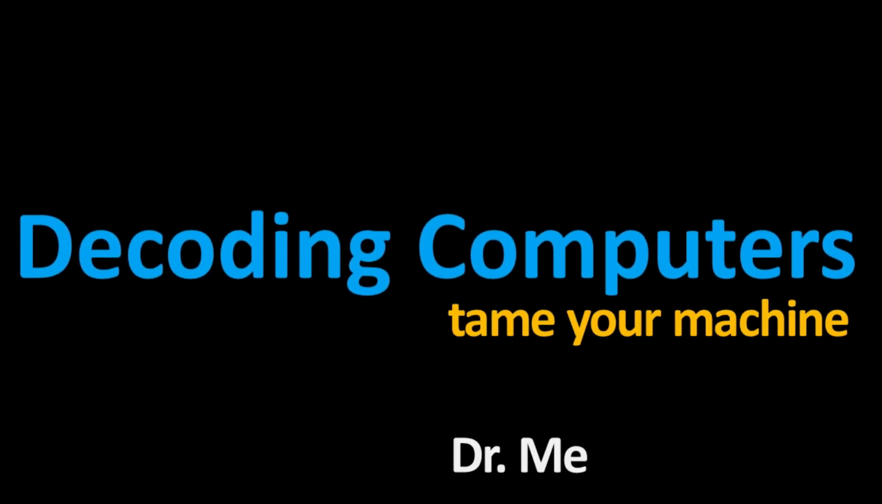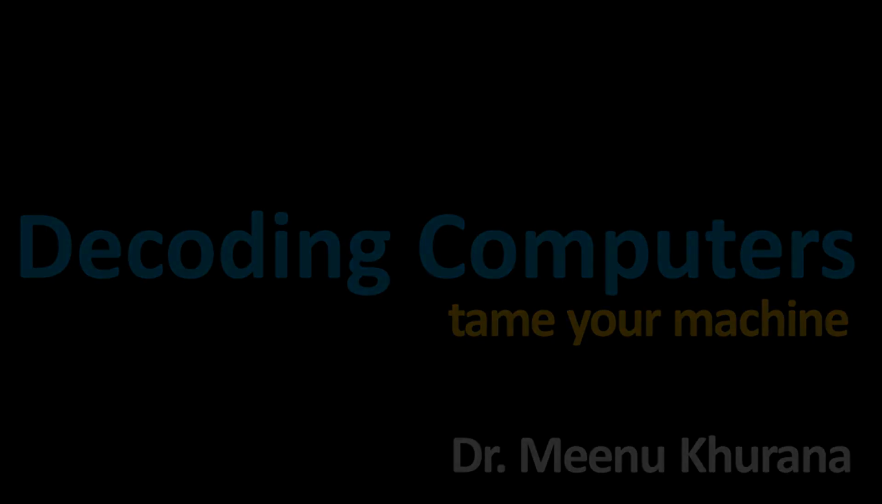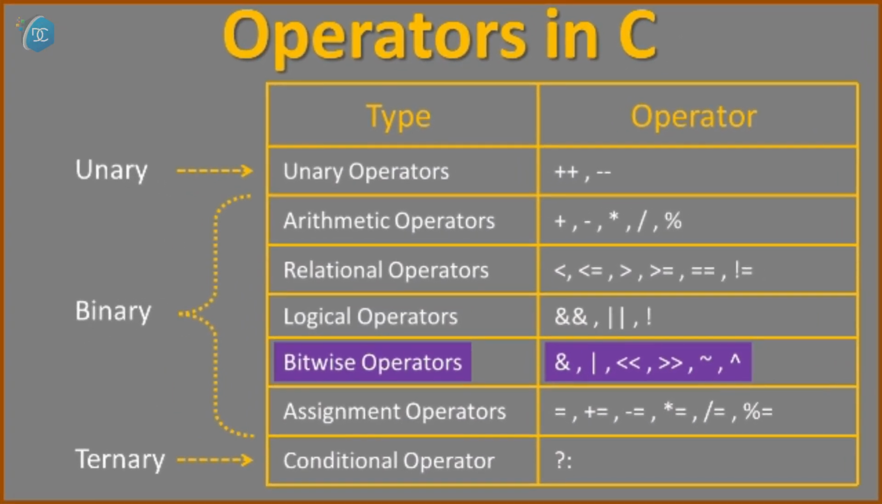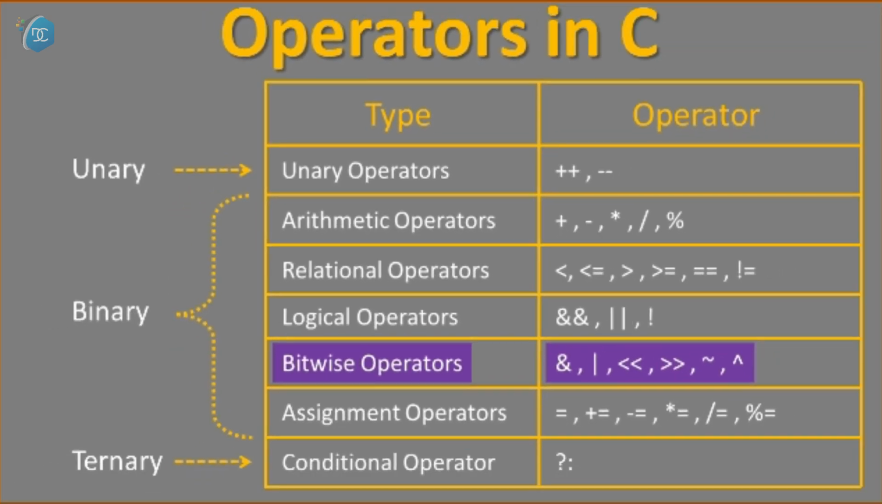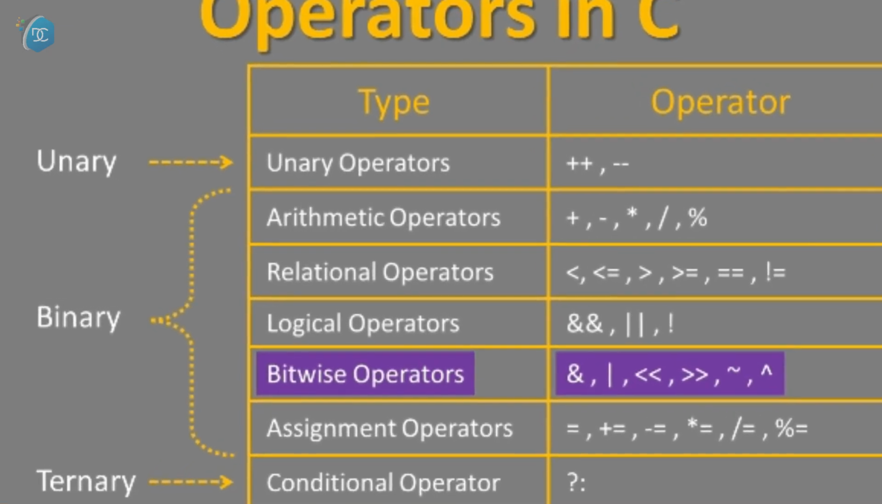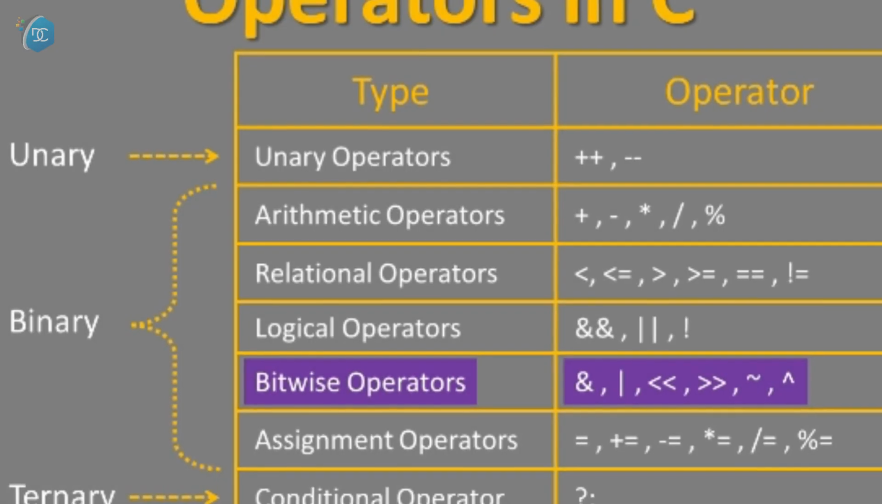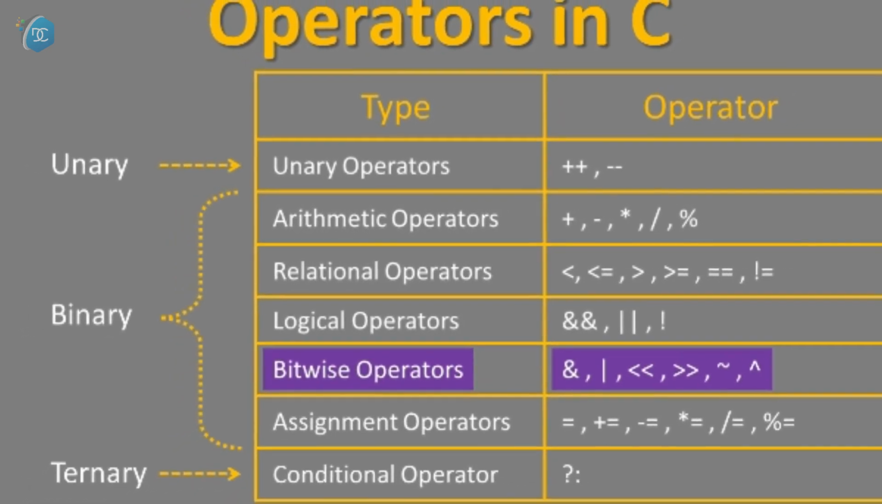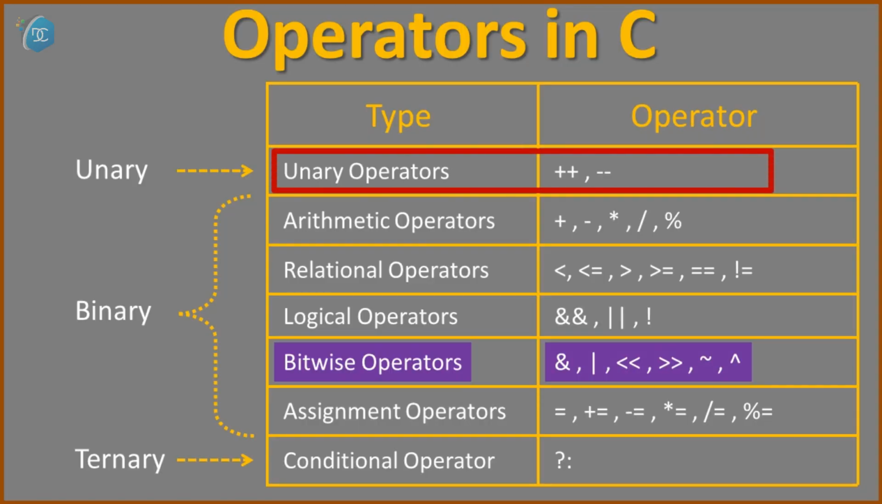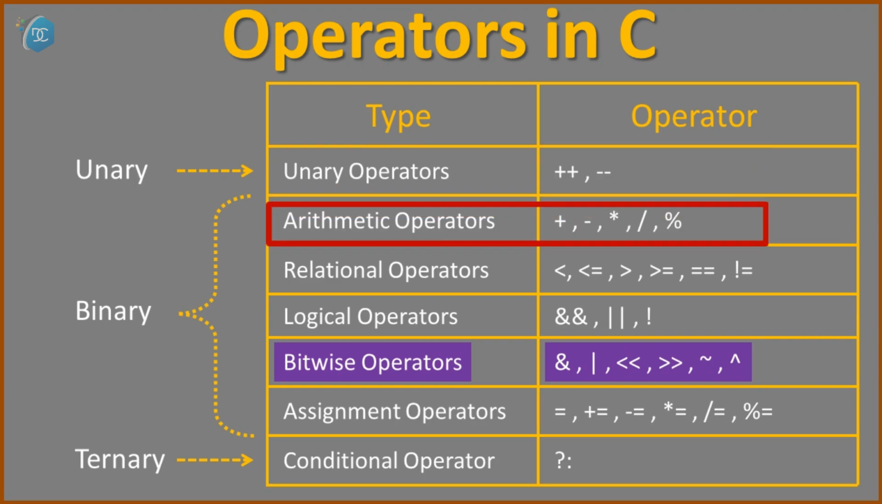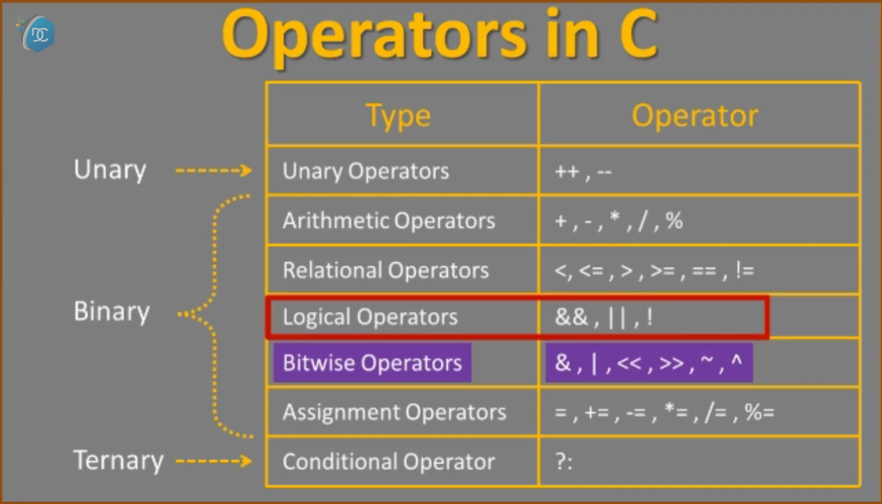Let's first have a quick recap of what we have already covered in C operators. For detailed explanations, you can go to the links given in the description and watch my videos. We have seen what operators are, how many types, what are unary operators, arithmetic operators, relational operators, logical operators, and how they all operate. Today we will cover bit by bit operators, which also are a binary type.